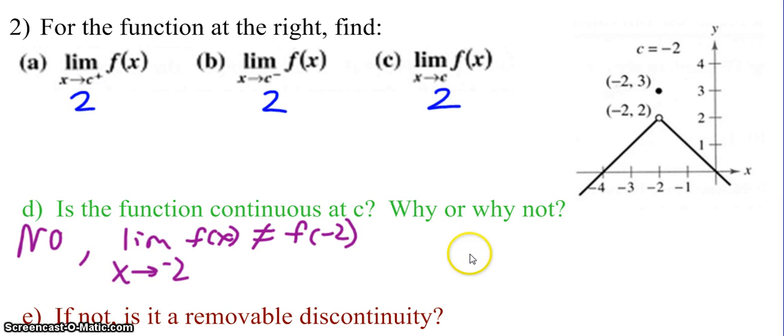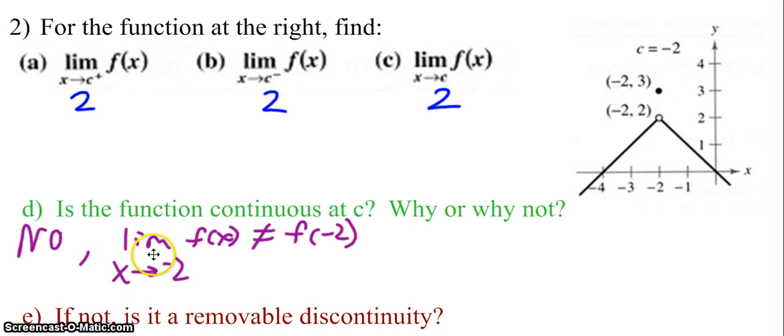Alright, so again, the limit as x goes to -2 from the right is 2 in this case. The limit as x goes to -2 from the left is also 2. Therefore, the limit as x goes to -2 from the left and the right is 2. Is the function continuous, though? No, it is not. Again, this should be obvious. Like, I see that. But why is it not?